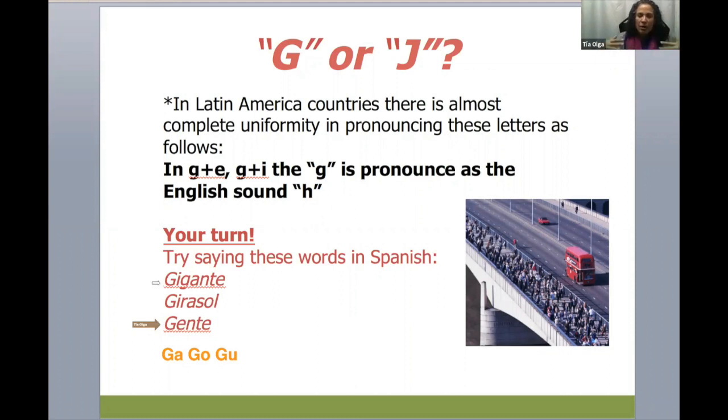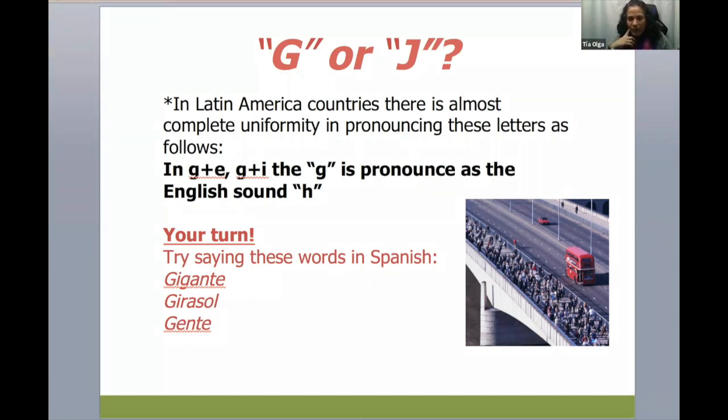Practice one more time. If you have any comments, please write them down and I'm going to answer you. Muy bien. That is the most common mistake people who speak English or other languages, Japanese, German, make when they pronounce it.